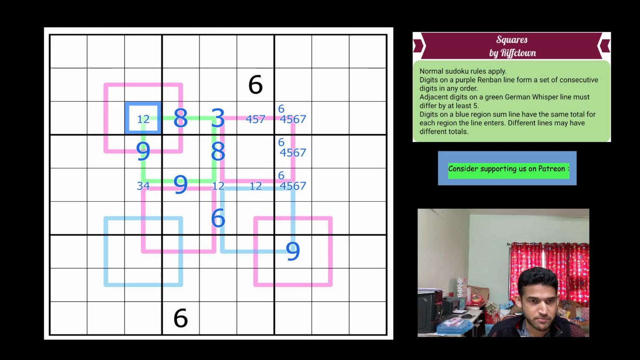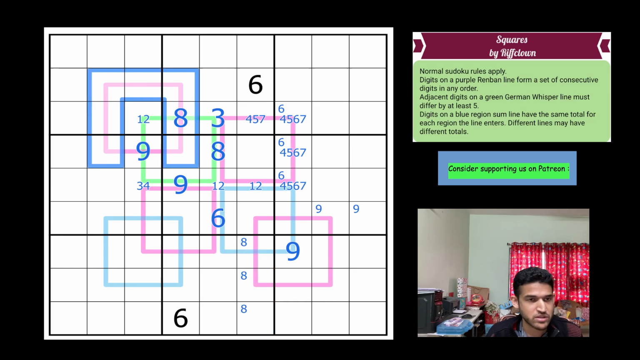Okay, no more whisper part coming into play. By Sudoku, I can place 9 in these cells. And by Sudoku, I can place 8 in these cells. Okay, so where does the 6 go here? Now we know that this pink line right here takes the digits 2 to 9. It's a Renban line because of 9 being here. So there is no 1 and the rest of the digits must be there. 6 is ruled out. So 6 must be in these 2 cells.